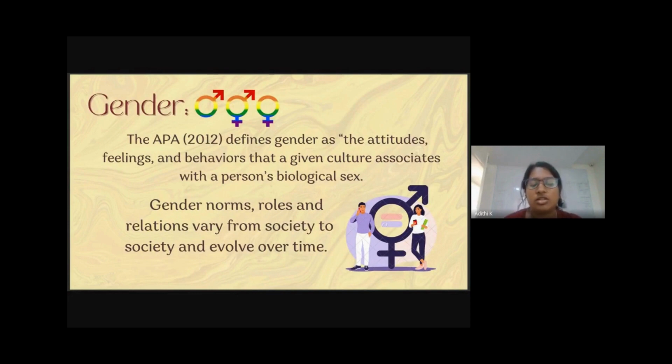The American Psychological Association defines gender as attitudes, feelings, and behaviors that a given culture associates with a person's biological sex. So gender is something that is socially constructed, as in people give various roles and norms to different biological sexes. Males are usually considered risk takers or more confident than women, which is how society considers the male gender, and females are more of the homemakers who are more emotionally mature, etc. This is how some societies view the female gender.